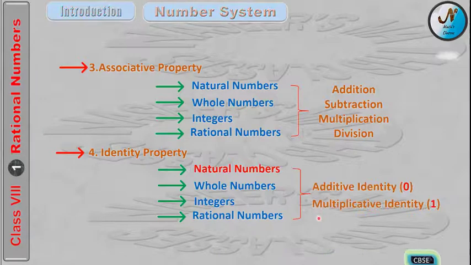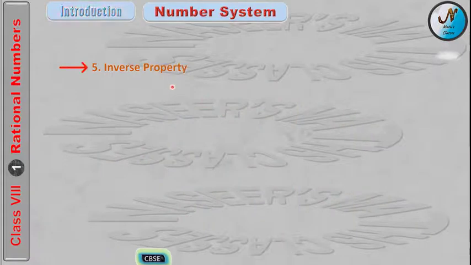We have two types of identities: additive identity and multiplicative identity. Additive identity is 0 and multiplicative identity is 1. In natural numbers we do not have the additive identity 0. We have the additive identity only for whole numbers, integers and rational numbers, and we have the multiplicative identity 1 for all these four sets. Next, inverse property.